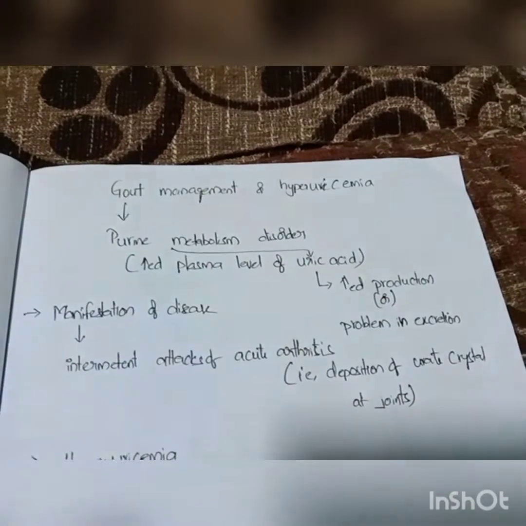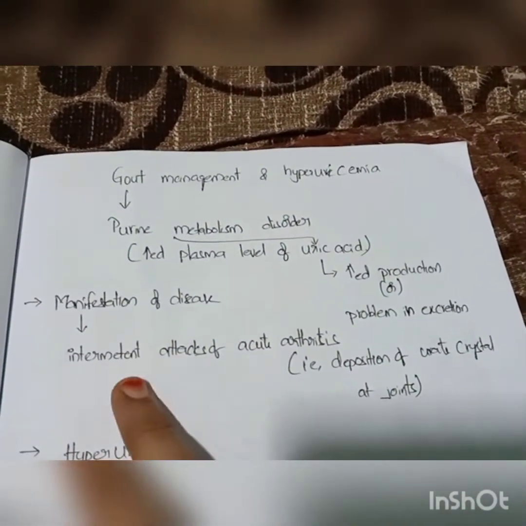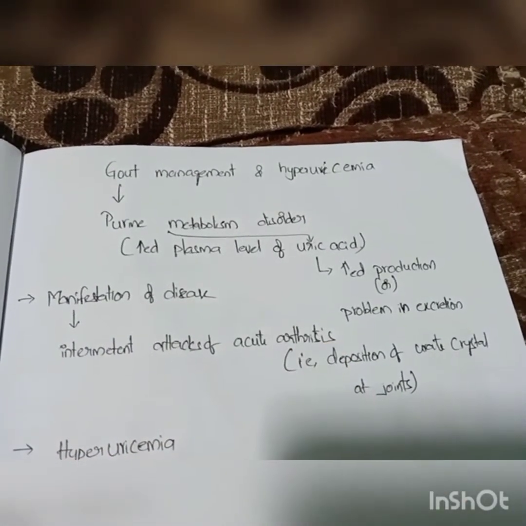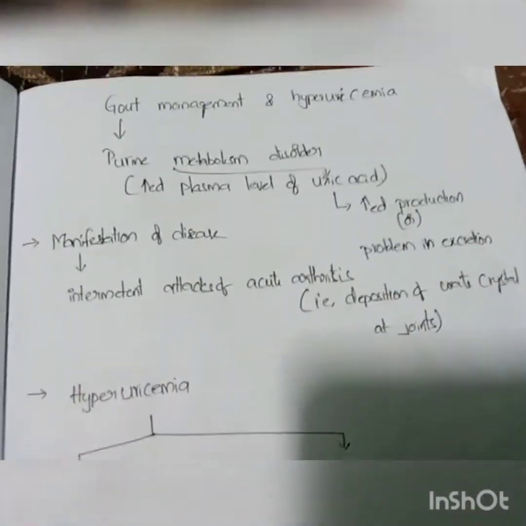This leads to gout. So what happens? The manifestation of the disease is intermittent attacks of acute arthritis, that is, deposition of urate crystals in the joints.